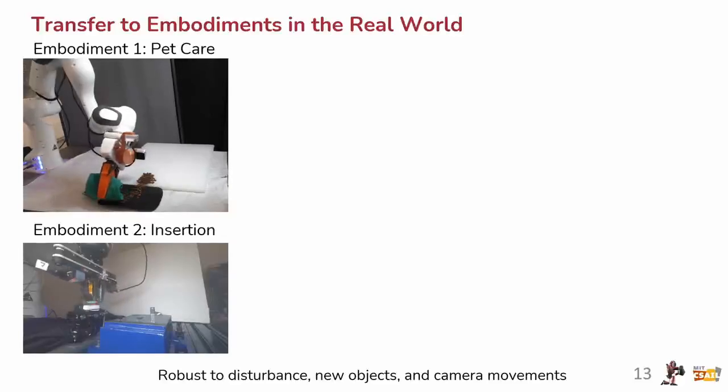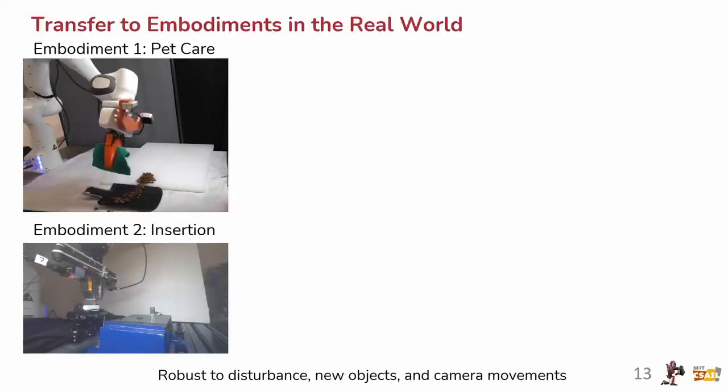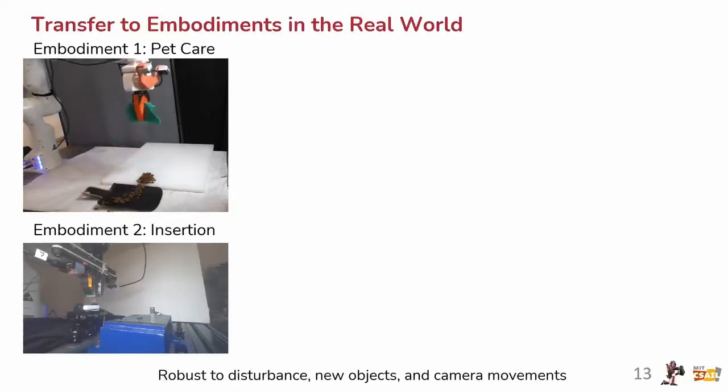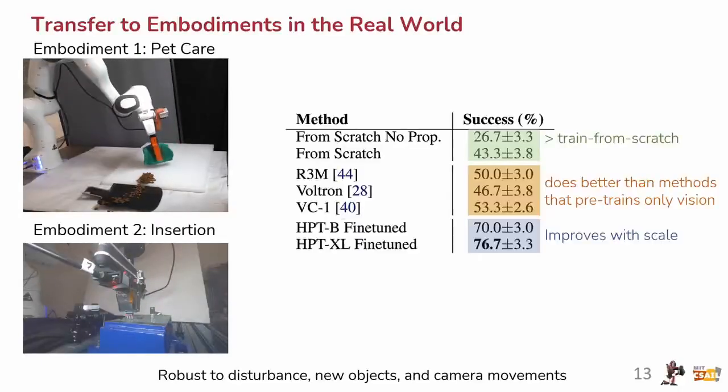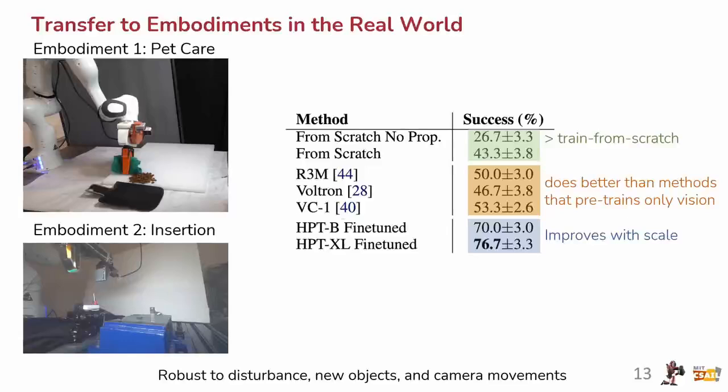We also demonstrated that pre-trained HPTs can be successfully transferred to two different real-world embodiment setups with minimal fine-tuning. The trained policies exhibit robustness to disturbances and new environments. The pre-trained HPT models outperform those trained from scratch. Moreover, performance improves with model scale. The larger and more thoroughly trained HPT-XL model consistently achieves better results.